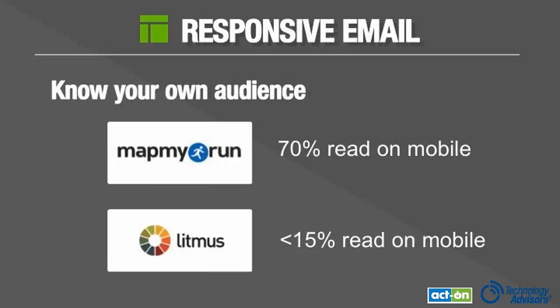Some examples, Map My Run, used to subscribe to them, used to be part of that Map My Run thing. 70% of those messages are read on mobile, go figure. Litmus, that organization that I had mentioned that shows how your emails render, less than 15% on mobile. Why? Because maybe there's a boatload of marketeers that are at desks in offices in cubicles with big computer screens taking a look at what we're going to use for marketing. Less than 15% of their messages are read on mobile. Hint, hint, know your audience.